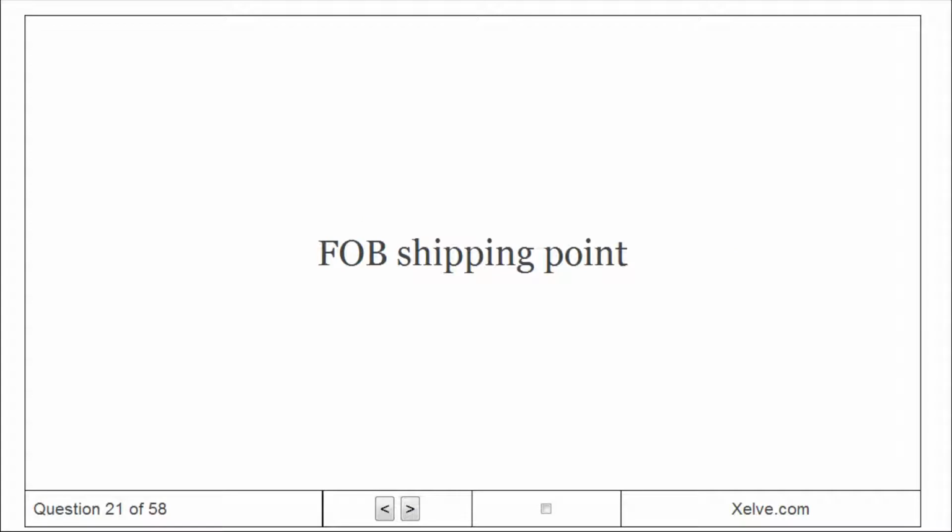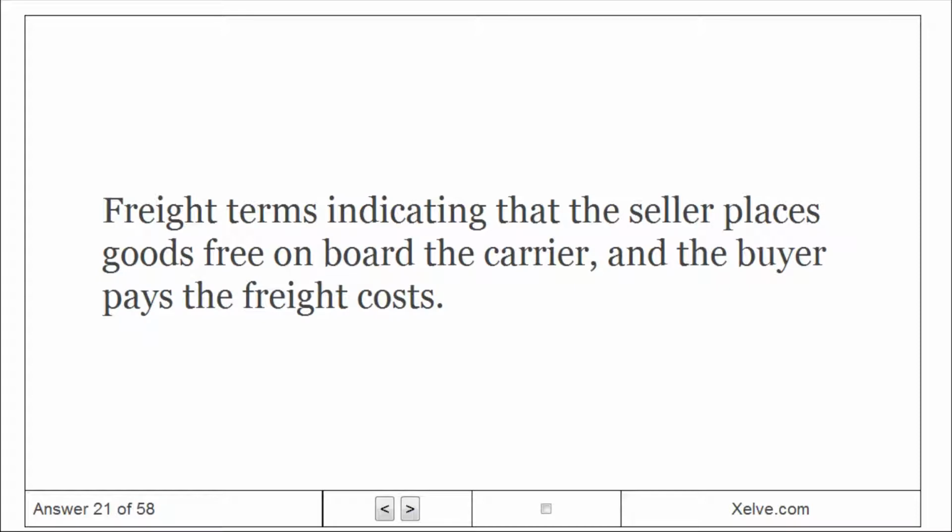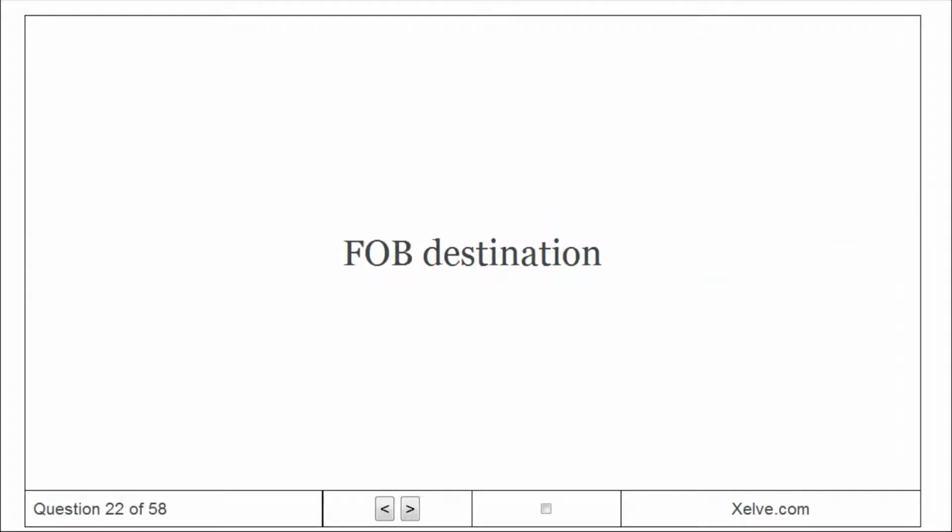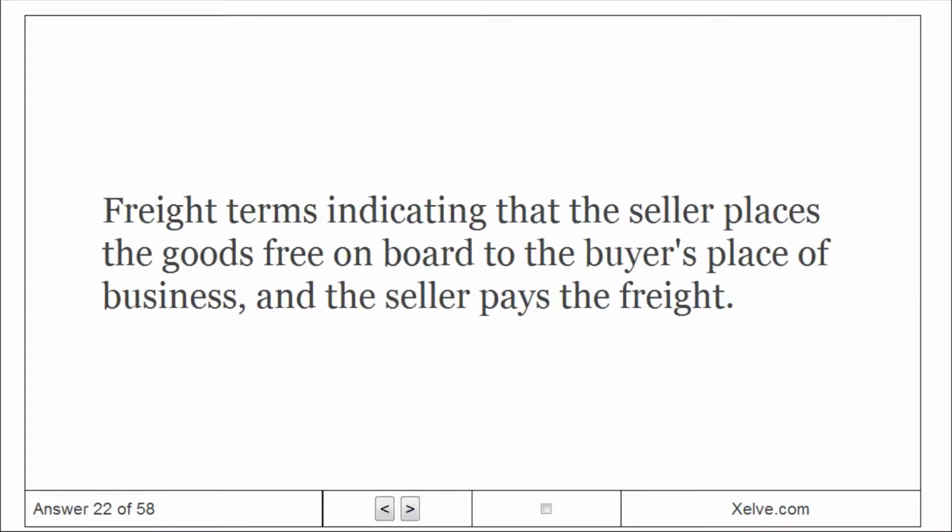FOB shipping point. Freight terms indicating that the seller places goods free on board the carrier, and the buyer pays the freight costs. FOB destination. Freight terms indicating that the seller places the goods free on board to the buyer's place of business, and the seller pays the freight.